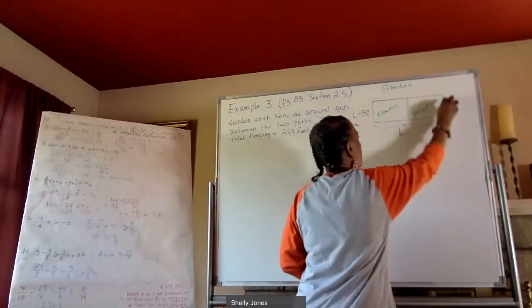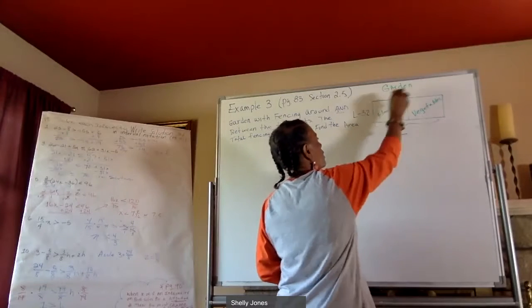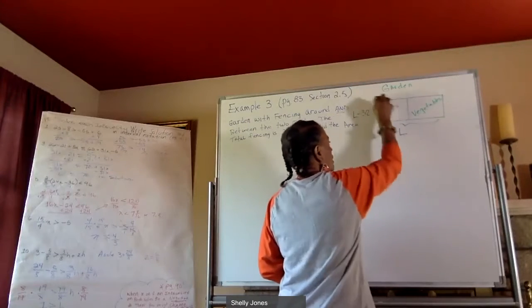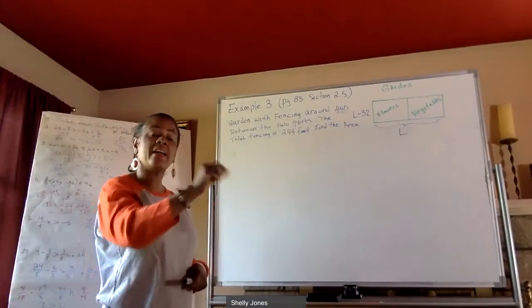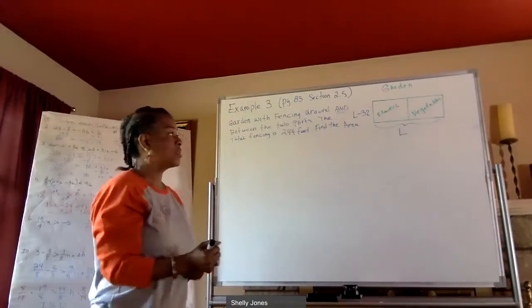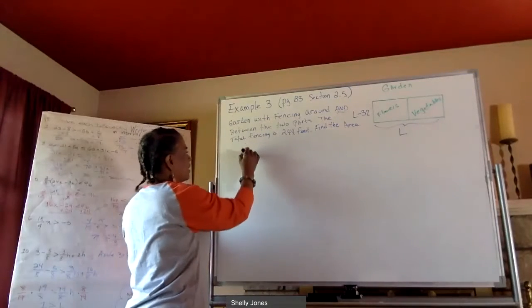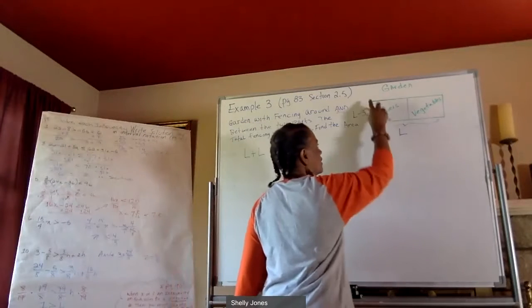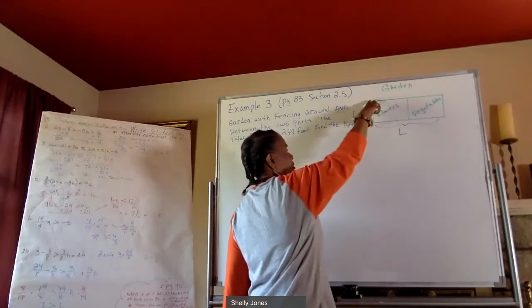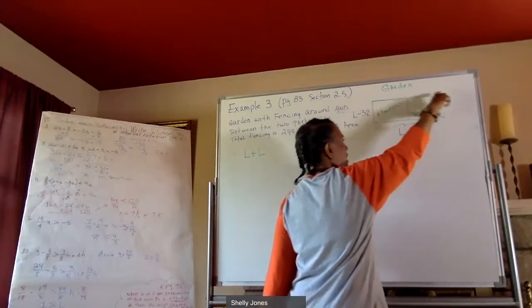If I know all of this is 244, the perimeter plus this part in the middle, that's 244. So I can add around the garden. So let's see. I have an L and another L, because if this is L, then so is this. And then this L minus 32 is here and here as well.